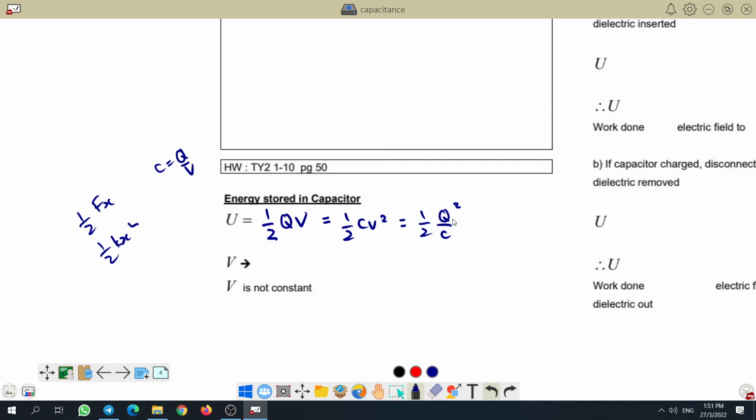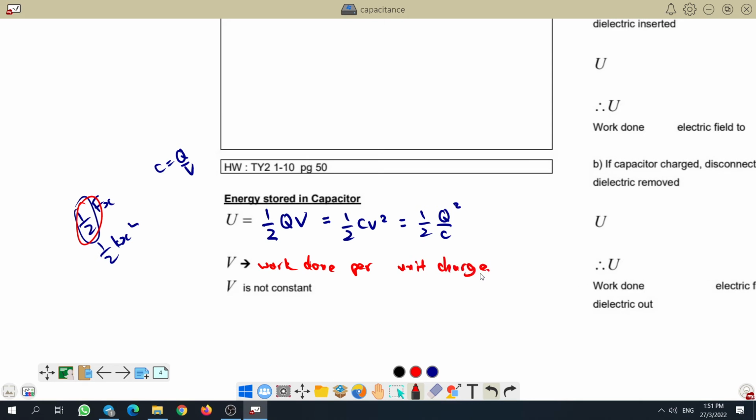QV itu yang senang sikit kamu ingat, because Q, V is itself work done per charge kan. So times Q lah, dapatlah work done, dapatlah U. But kenapa ada setengah? It's the same reason macam yang kamu punya spring. Half of the energy is lost somewhere. Okay, so V, what is V? Work done per unit charge. Very good.